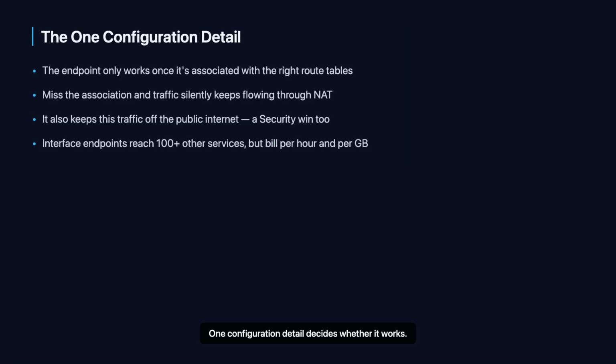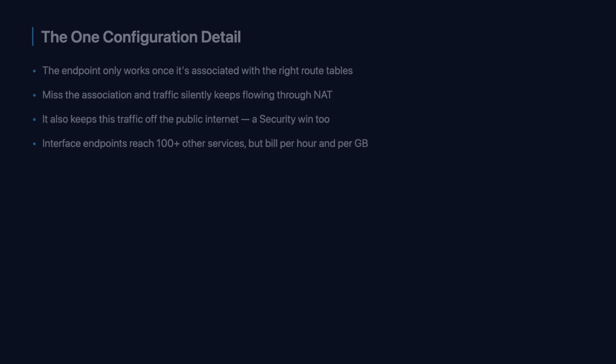One configuration detail decides whether it works. The endpoint only takes effect once it's associated with the right route tables. Miss that association, and traffic silently keeps flowing through NAT as if nothing changed. This choice is a security win as well, because it keeps that traffic off the public internet entirely. And to keep it distinct from episode 10, interface endpoints reach over 100 other services, but they bill per hour and per gigabyte. Gateway endpoints for S3 and DynamoDB only are free.